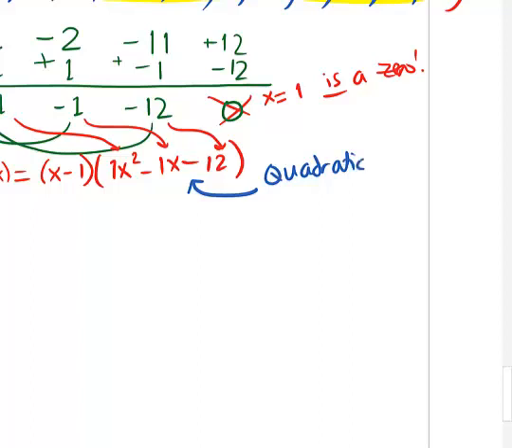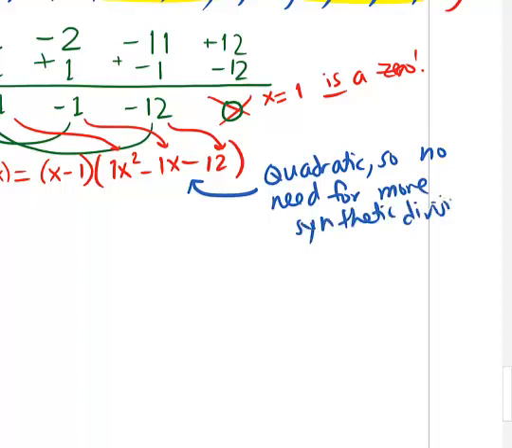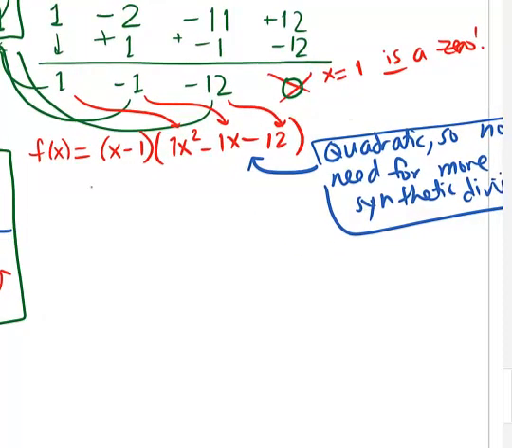Although if you wanted to, you could use synthetic division to break that quadratic down if you didn't like factoring or using the quadratic formula. So no need for more synthetic division, because at this point I should be able to finish the problem by either factoring or using the quadratic formula. But this guy actually factors. It's x minus 4 times x plus 3, that x squared minus 1x minus 12.